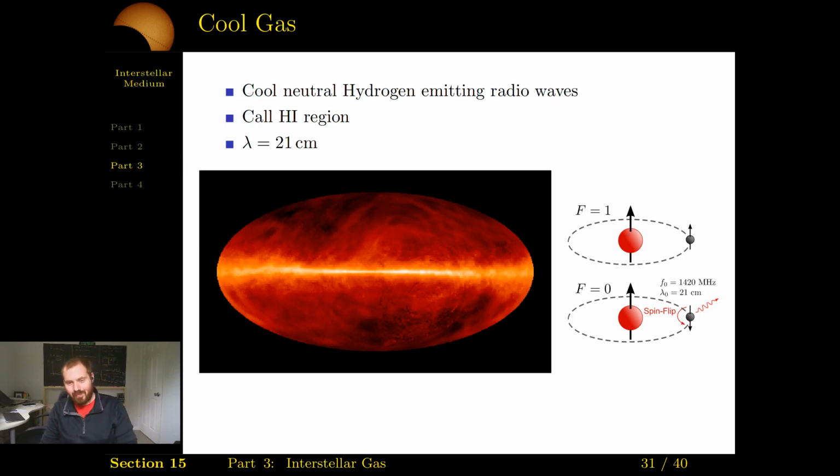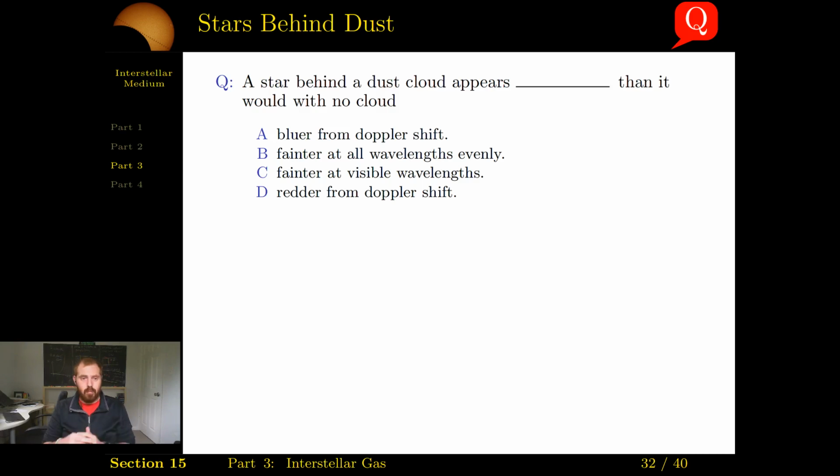So, the electrons are cooler, and it's the spin flips that are causing them to radiate these long wavelengths. All right. So, quick reminder, right? I'm looking out in the cosmos, and say there is a star and then a cloud of dust between us. What happens to the light of that star? We've talked about this before. Do you guys remember?